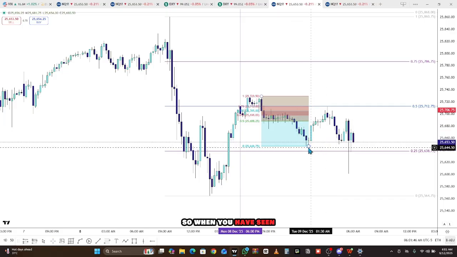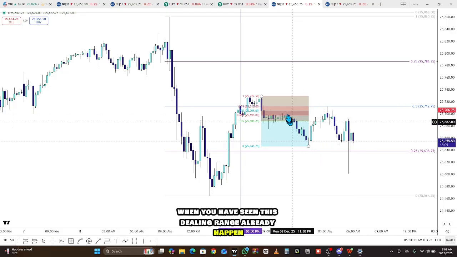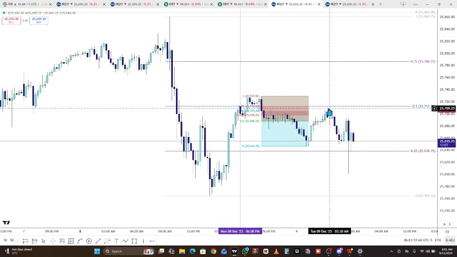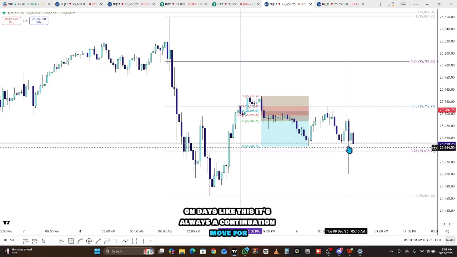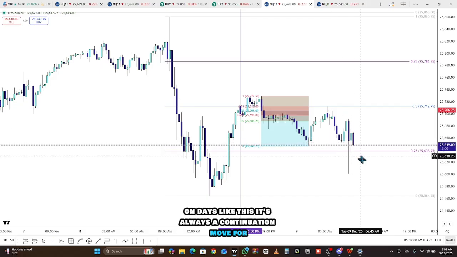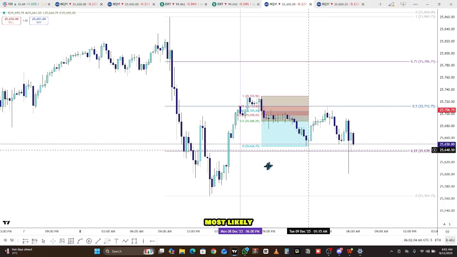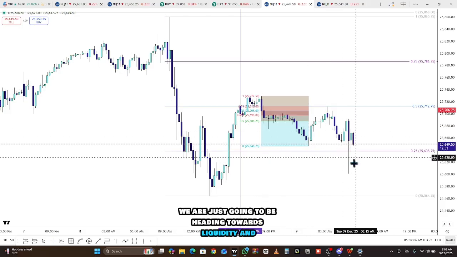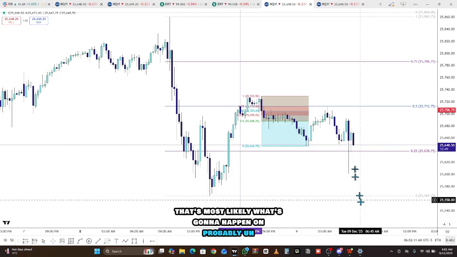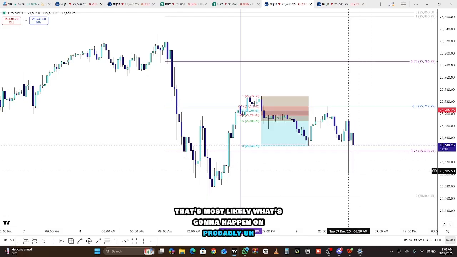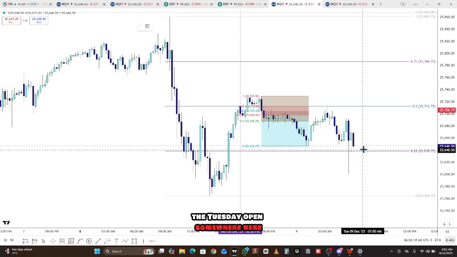So when you have seen this dealing range already happen, majority of the time on days like this, it's always a continuation move for the New York session. So once New York comes in, most likely we are just going to be heading towards liquidity and grabbing liquidity. That's most likely what's going to happen on probably the Tuesday open somewhere here.